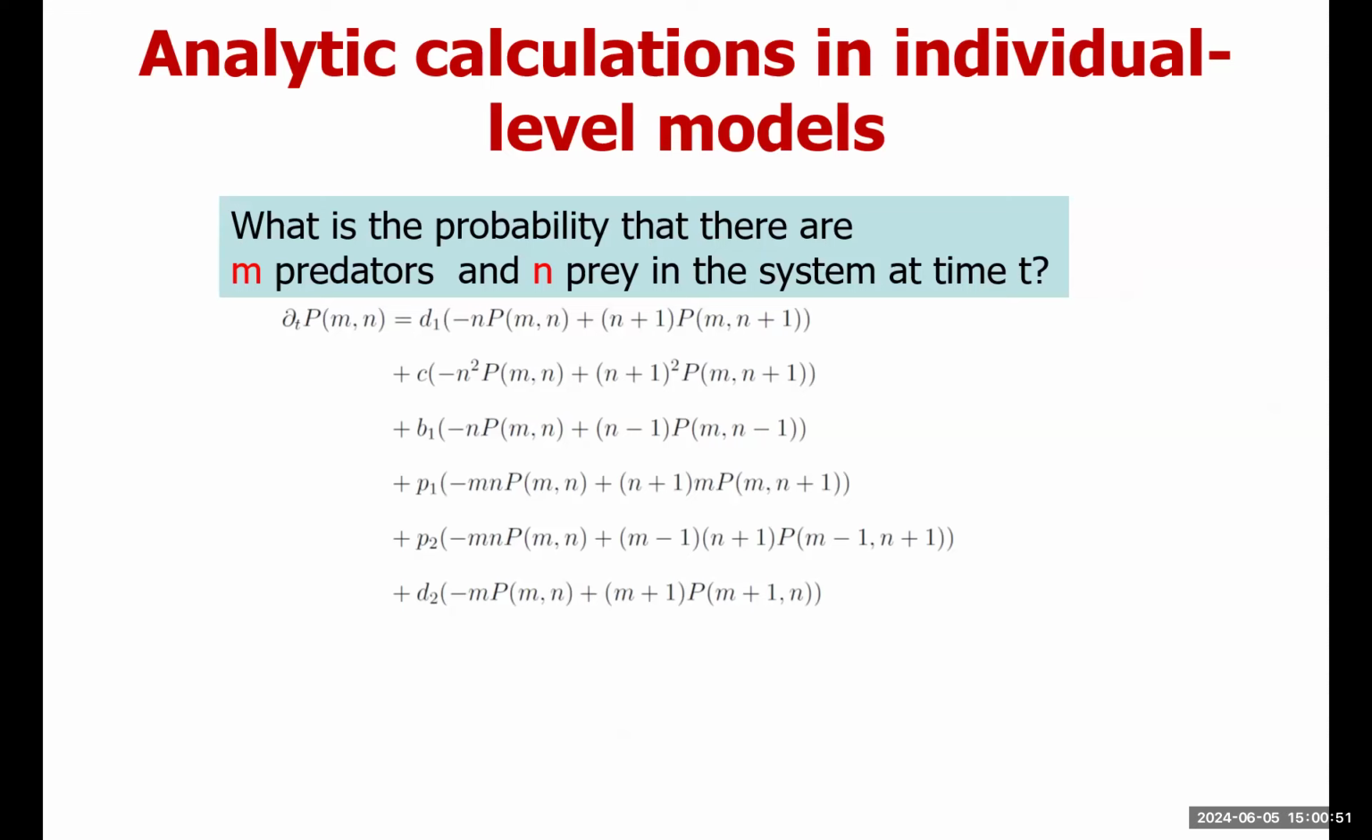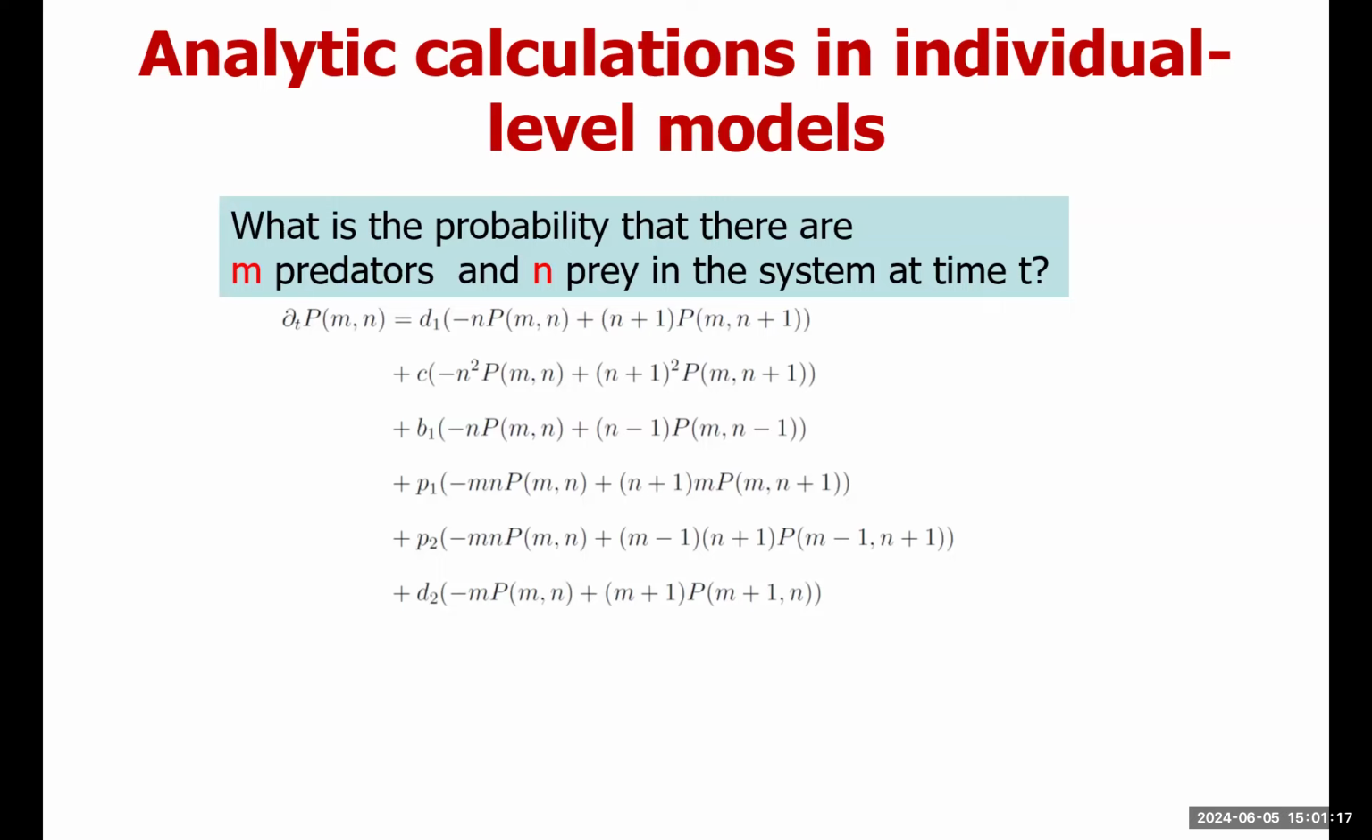Okay, so here's another example. Now we're going to add space. This is truly amazing. So let's talk about how we formulate this. The first level of description is: what is the probability that there are m predators and n prey in the system at time t? So that is P as a function of m and n. These are integers.